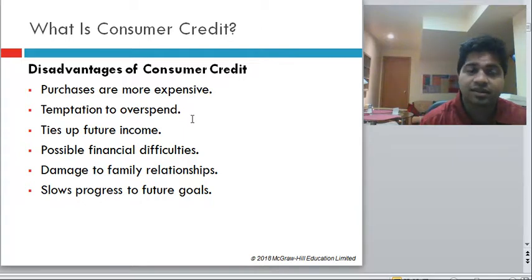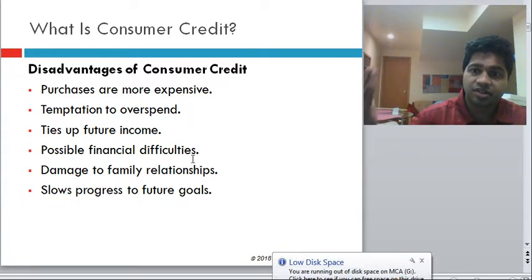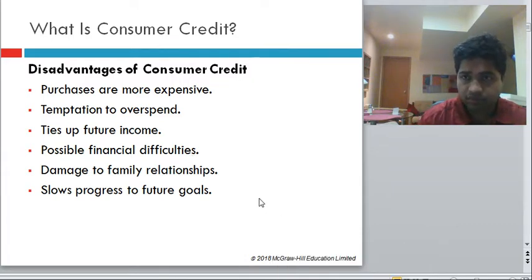Temptation to overspend ties up future income. So your future income is reduced because of your payment plans. Possibility of financial difficulties, damage to family relationship, and slows progress to future goals.